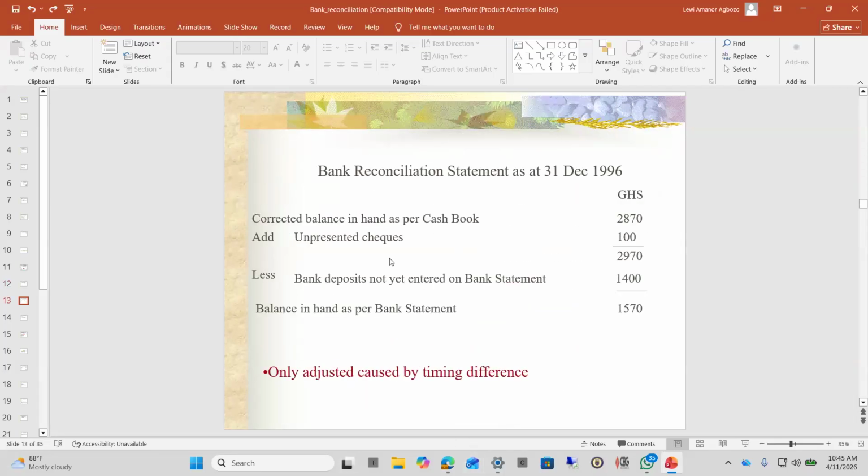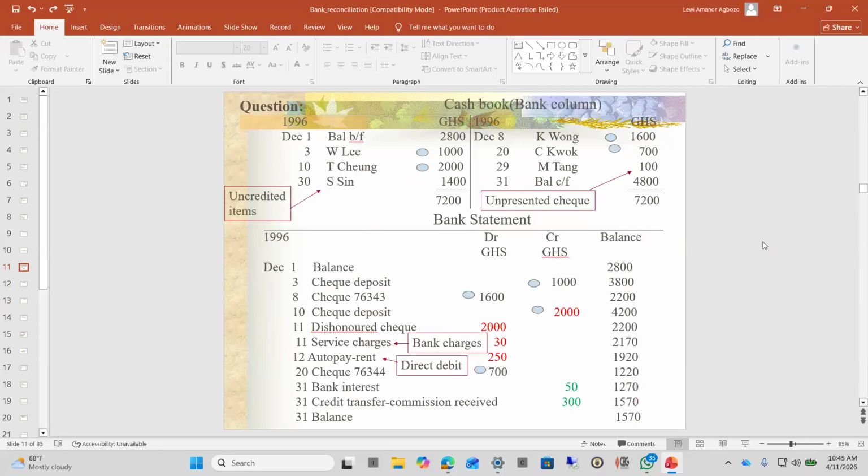So we add the unpresented check to the adjusted cash book balance, and it will give us 2978. Is that okay? And then if there is nothing again, you now subtract, or you less, the uncredited checks. So let's go back and see whether we had some uncredited check. And there's one there. Over here, we received a check of 1,400 from Essin. But when we came to the bank statement, there was no 1,400. That check has not been credited.